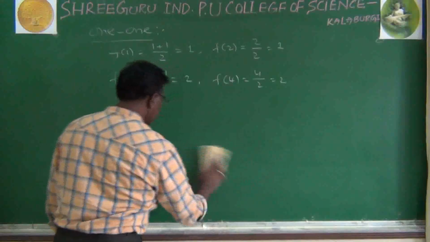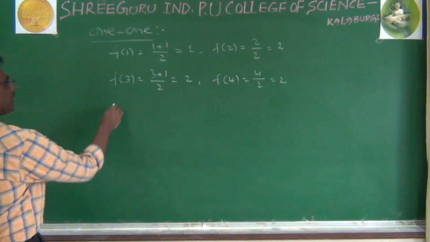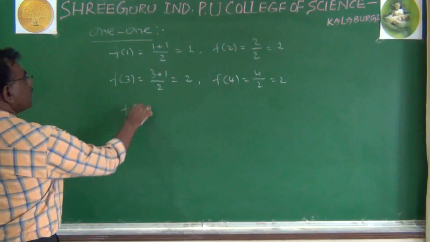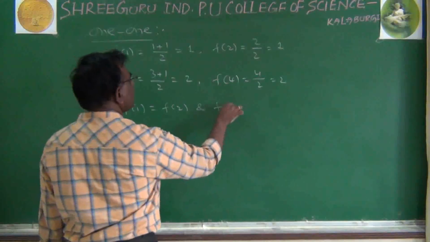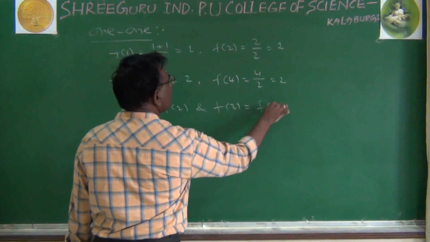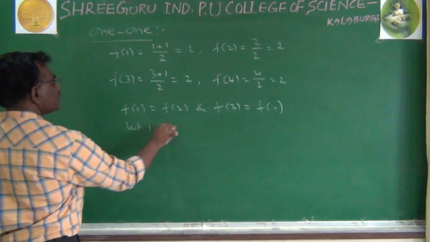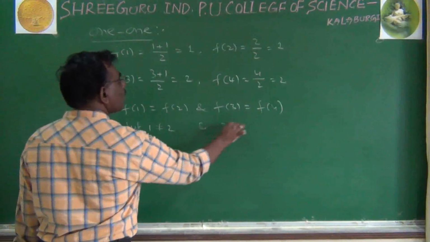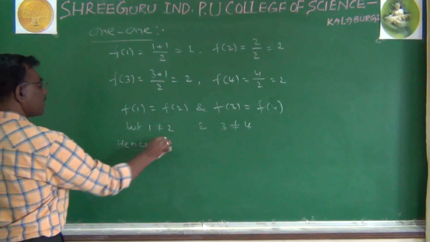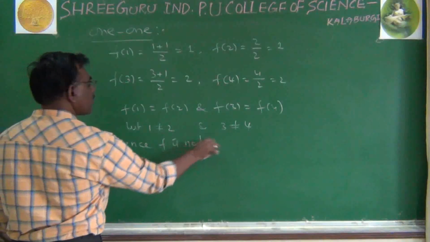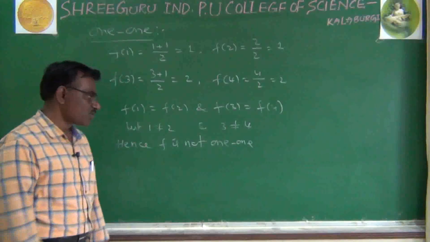Now what are you telling me? So in this problem, f of 1 equals f of 2 and f of 3 equals f of 4. But 1 is not equal to 2 and 3 is not equal to 4. Hence, the function f is not 1-1.